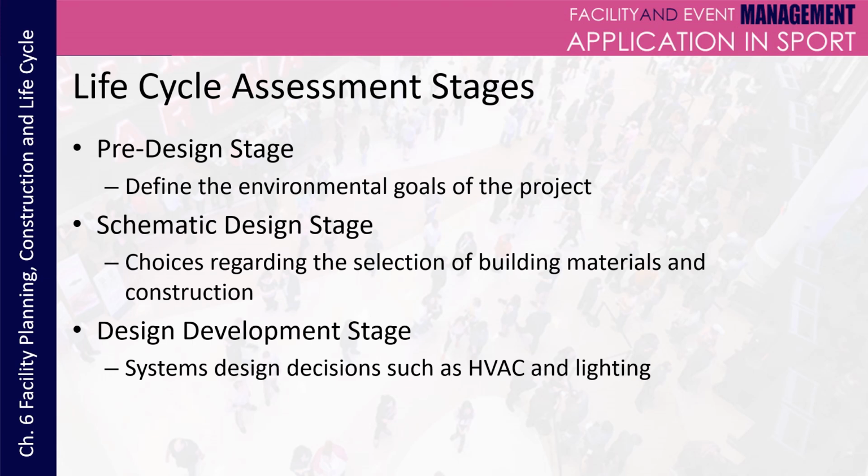The second stage is the schematic design stage. Here you're making critical choices regarding the building materials and construction methods, and you're prioritizing low impact, sustainable materials such as recycled steel, bamboo, and low VOC paints. Evaluating structural efficiency to minimize material waste and energy consumption. So, for example, opting for sustainably sourced wood or high-performance insulation to reduce long-term energy use.